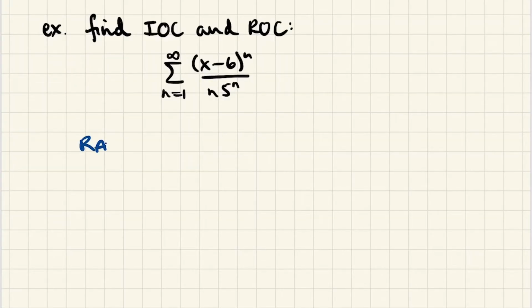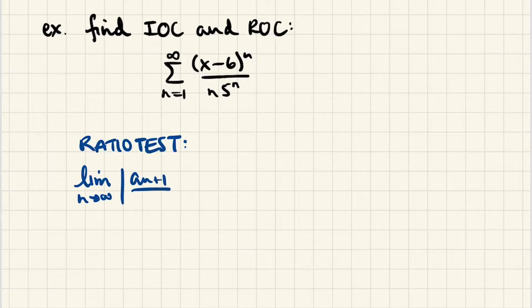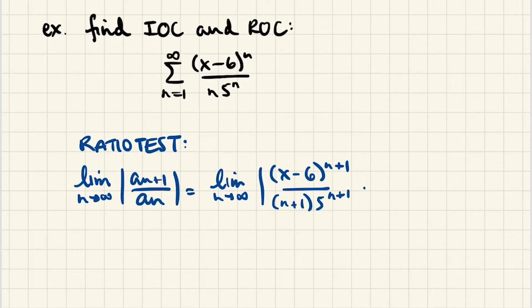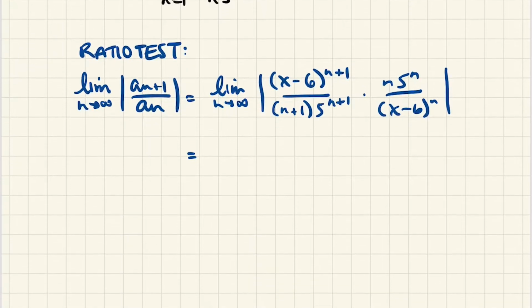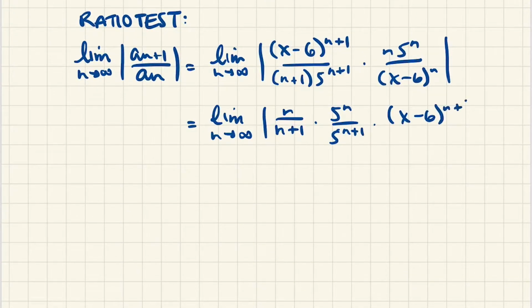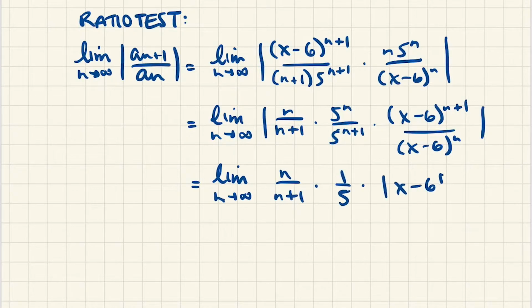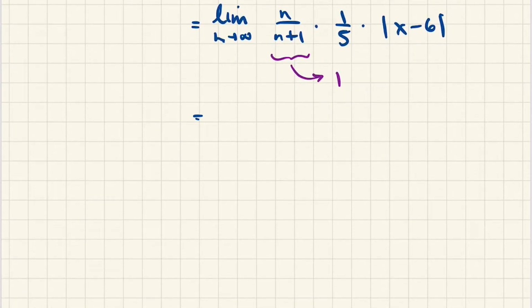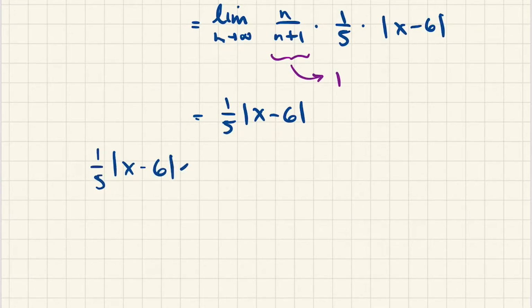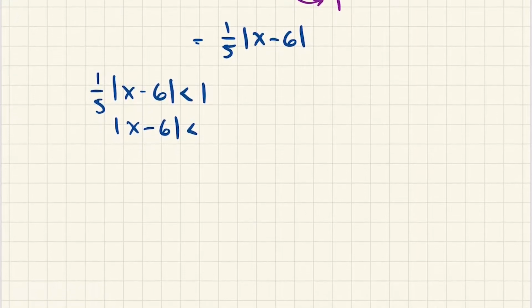Okay, so here we're going to use the ratio test. And we'll line everything up with its friend. All right, so the only factors that have n in them are this part right here, which as we take the limit, that part approaches 1. So the result of our ratio test is 1/5 times the absolute value of x minus 6. Okay, so we're now going to set this guy to be less than 1 and solve for the interval of x values.